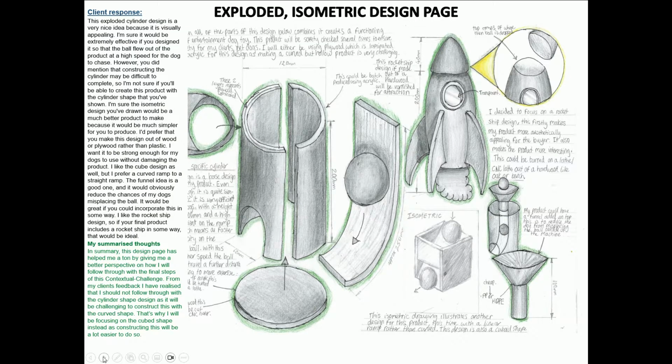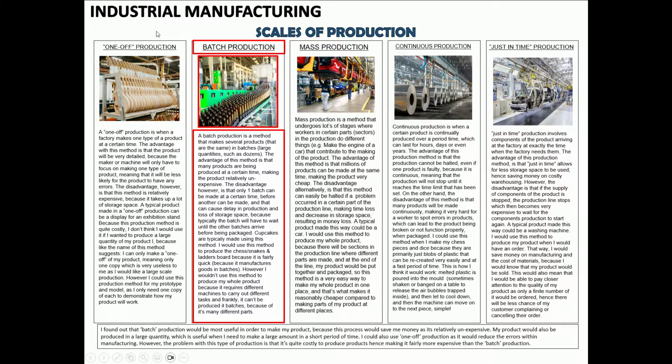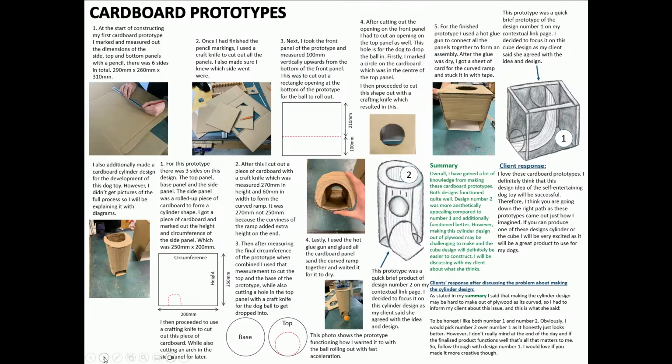Now, this is my exploded isometric design page, and I just drew some more ideas, did an isometric drawing. It's quite small. I didn't do the exploded drawing that good, but you can still kind of visualize how it works. Did some funnel ideas, zoomed in on how the lid could come off the rocket ship. Summarized thoughts, client response. I didn't really know how to talk about functionality and aesthetics on this page, because I've already written so much, and I've written on the page itself as well, so that works. My scales of production, what I chose, batch production. I said why I chose it as well.